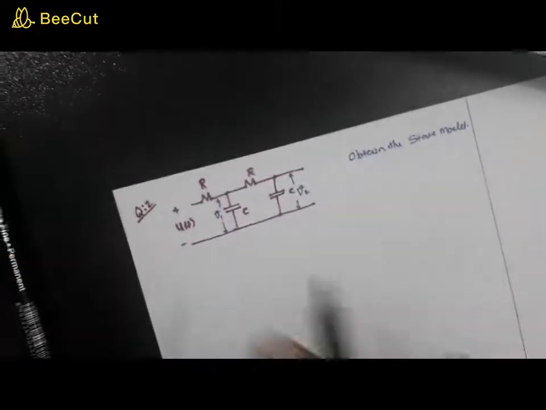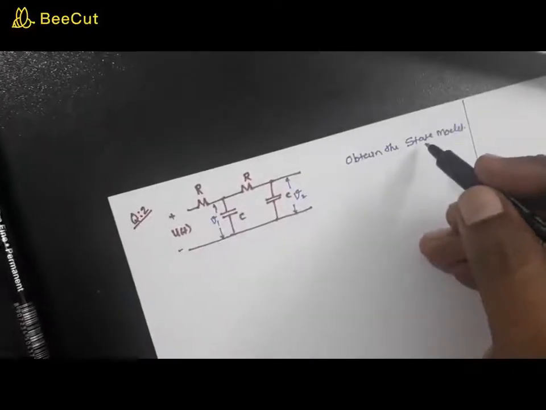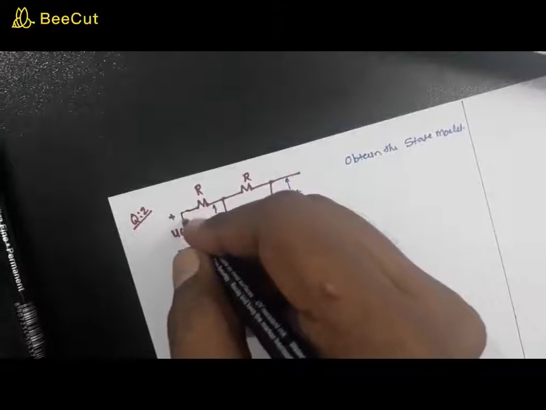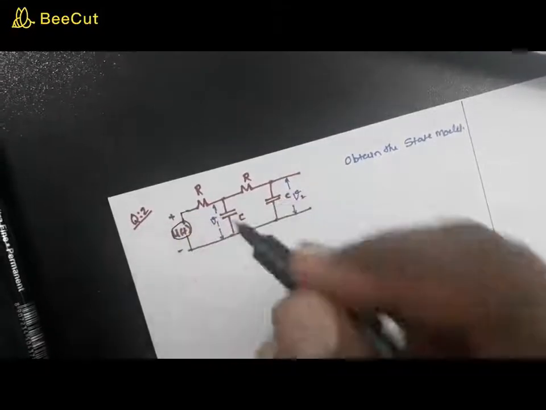Okay, so you have the second question. You are again asked to find out the state model. You have a circuit like this. It's complete, anyway.